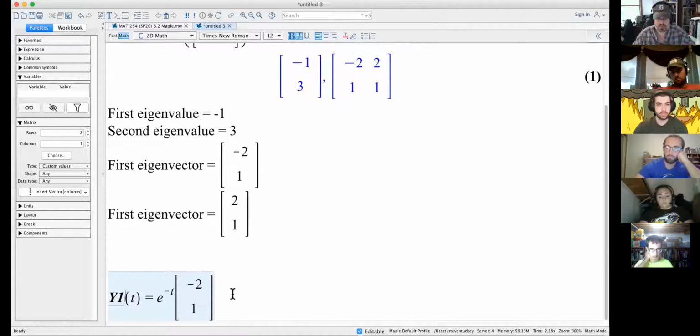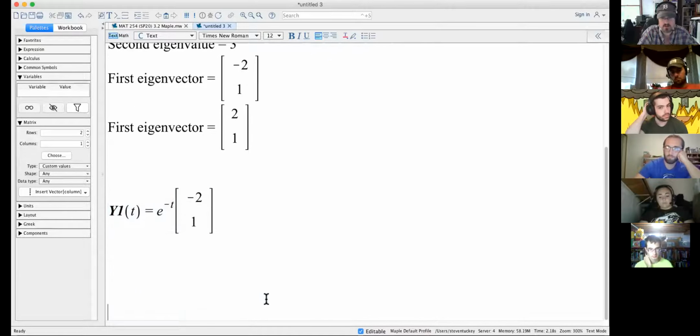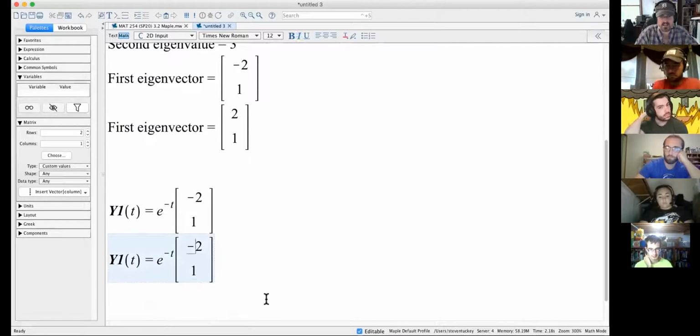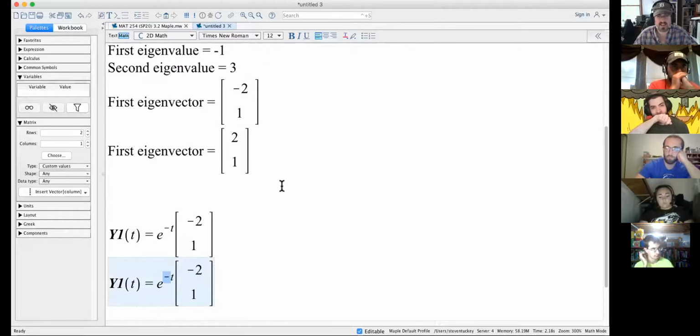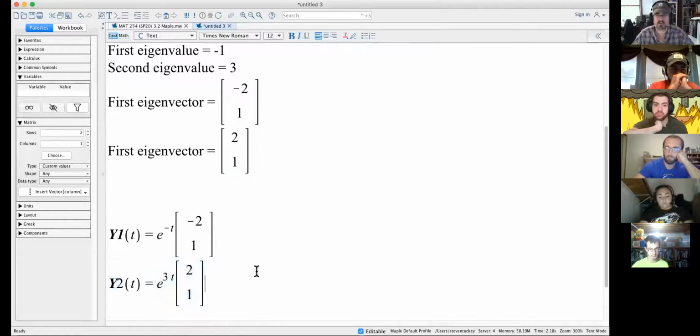And if I want the other straight line solution, it's not going to like me very much for doing this, but I don't care. I can just change this from -1 times t to what my second eigenvalue was, which is 3. Stick a 3 in front of it, and then replace that eigenvector, the first one. And now I have my second straight line solution.